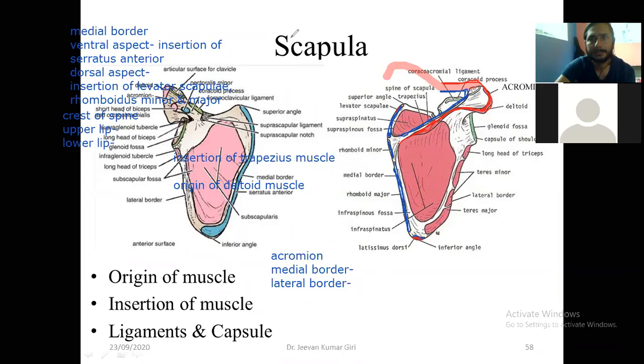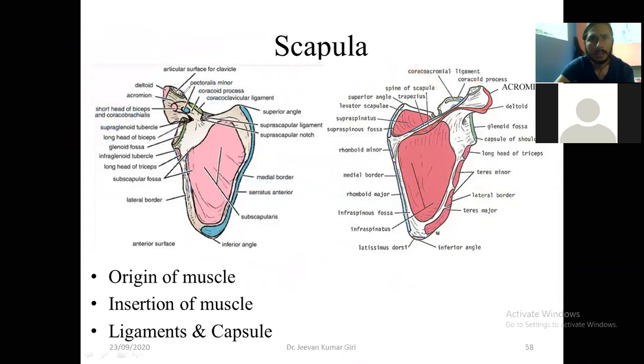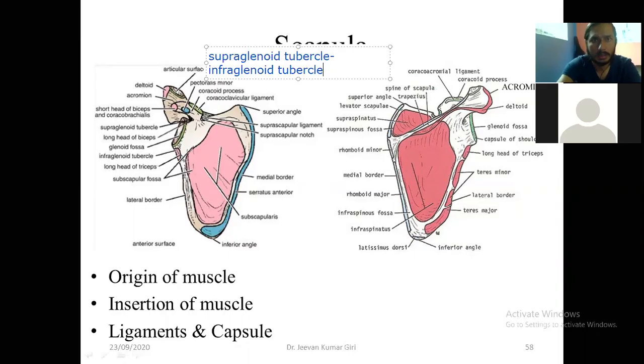Now we'll see the glenoid tubercle. So we have got a supraglenoid tubercle and the infraglenoid tubercle. So in the supraglenoid tubercle, there is the attachment of one muscle. So in the infraglenoid tubercle, there is the attachment of one muscle.